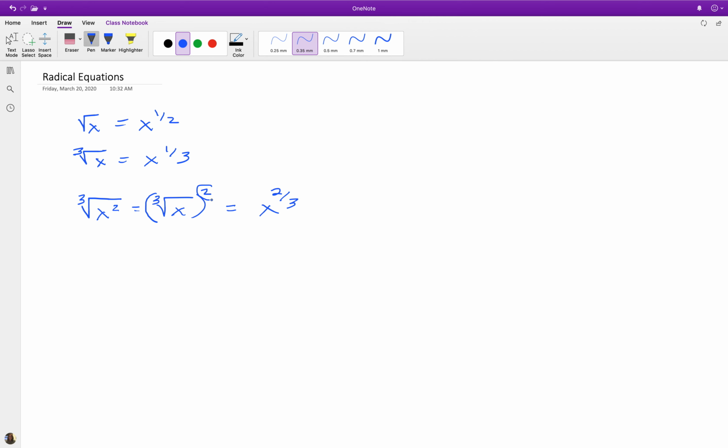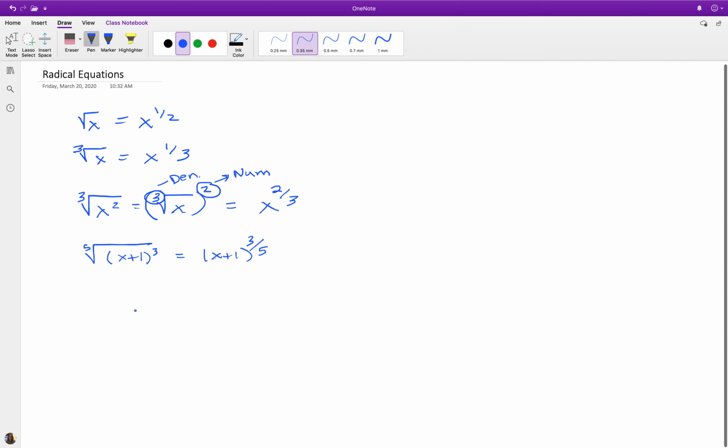So note that the exponent is the numerator of the fraction exponent, and the index of the root is the denominator. I'm just going to abbreviate there. Okay, so if we had something like the fifth root of, why don't we say x plus 1, maybe cubed, this would be the same as x plus 1 to the 3/5. Remember, the exponent is the numerator. The index of the root is the denominator. Okay, so that notation will be used interchangeably throughout all of these different examples.